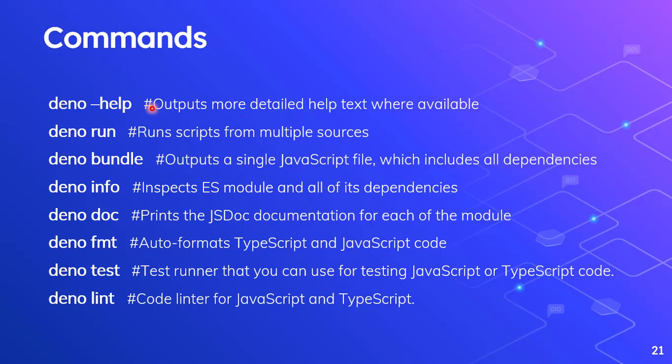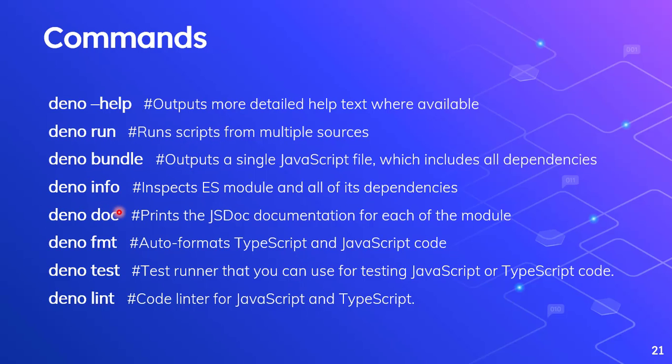We have used one of these commands, Deno run, in the previous video, which runs a script from multiple sources. You can just say Deno run and the source. It can be a URL or a file from our local machine. The third one is Deno bundle, which is very useful. This is for outputting a single JavaScript file. You have a couple of dependencies and you want all of them bundled in one file. That's when you can use Deno bundle. After that, you should specify the file name or the URL as well.